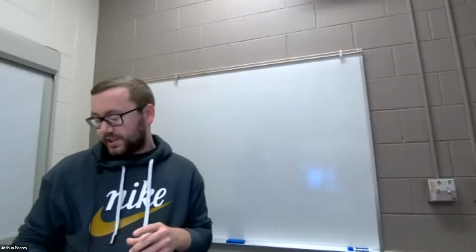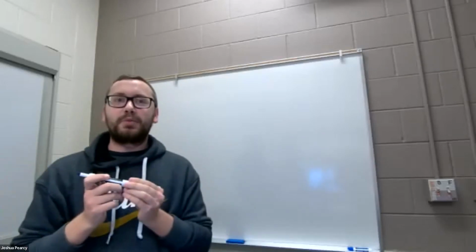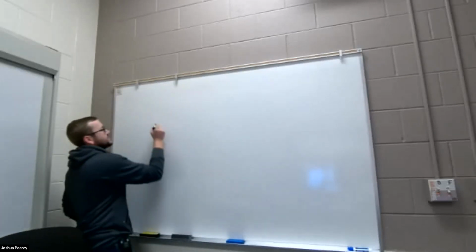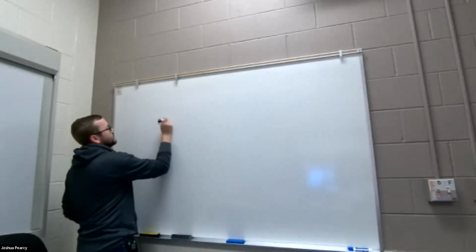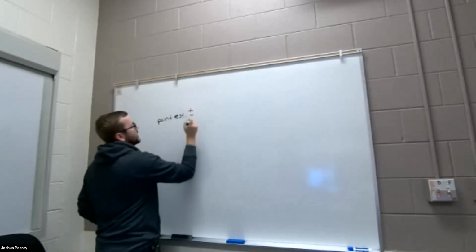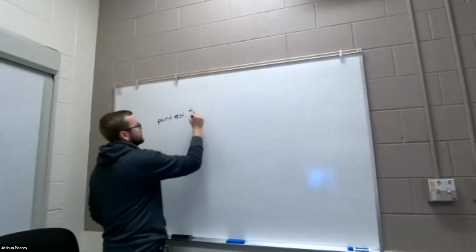So as we discussed 2 weeks ago, what was the general form of a confidence interval? Anyone remember? So you had some point estimate, and then we added and subtracted, what was it called? Yeah, the margin of error.